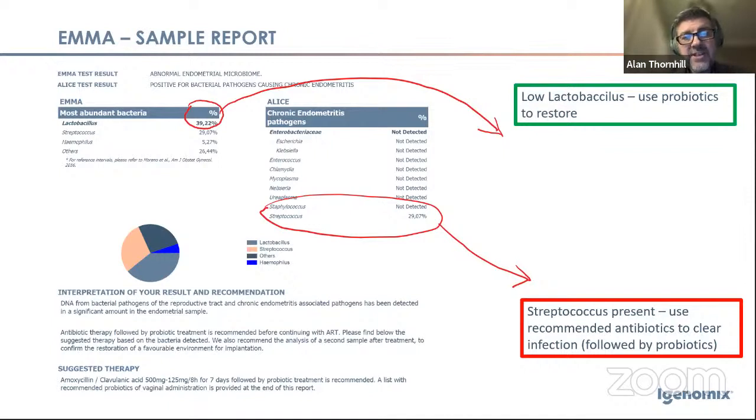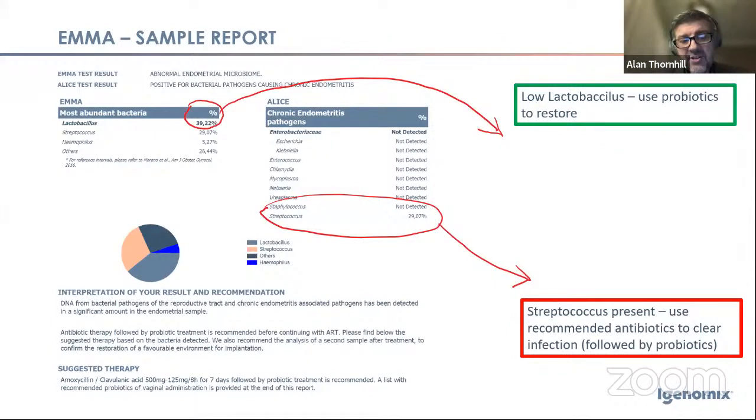The ALICE result on this, which is all part of EMA, is positive for specific pathogens causing chronic endometritis. And as you can see here, that's Streptococcus in this case. I've highlighted it in red, and Lactobacillus is down because there's Streptococcus there and some other things. Others will be the dysbiotic bacteria. So if you've got Streptococcus, you want to clear it. And if you've got low Lactobacillus, you want to replace it. So as you can see in my little boxes, green, low Lactobacillus, use probiotics to restore the Lactobacillus content, and Streptococcus, use a specific antibiotic to clear it.